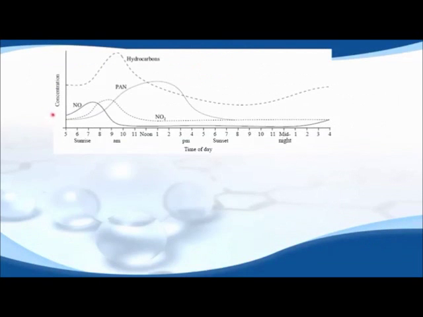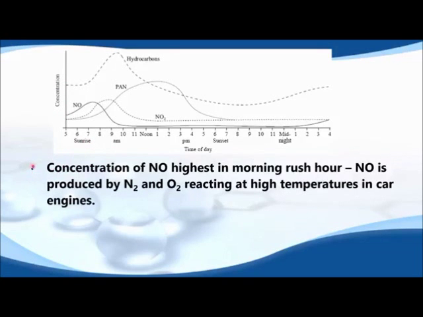Next, we'll have a look at the graph of concentration of pollutants against time of day. So what you'll see is the concentration of NO is highest in the morning rush hour, around 7 to 8 o'clock. And that's because nitrogen monoxide is produced by nitrogen and oxygen reacting at high temperatures in car engines.